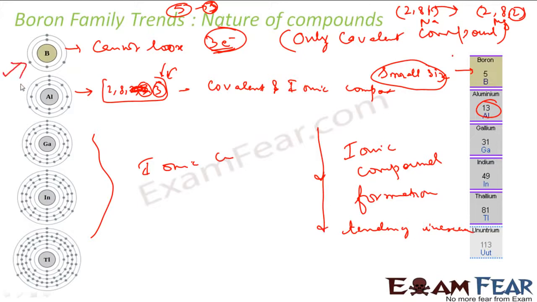Boron always forms covalent compounds: small size, it cannot give more than 50% of the electrons it has. So it shares the electrons and forms covalent bonds. Aluminium sometimes shares, sometimes gives the electrons, so it forms both covalent and ionic bonds. And these others form ionic compounds as well. Aluminium mostly forms covalent, but it forms ionic sometimes. And if you go down, the ionic character increases.